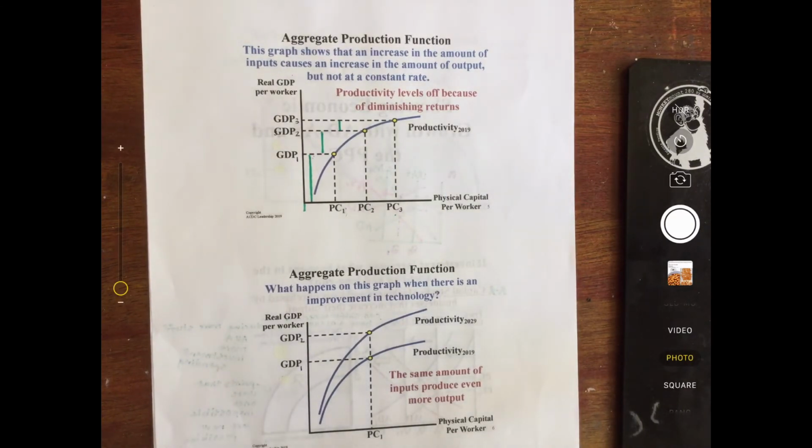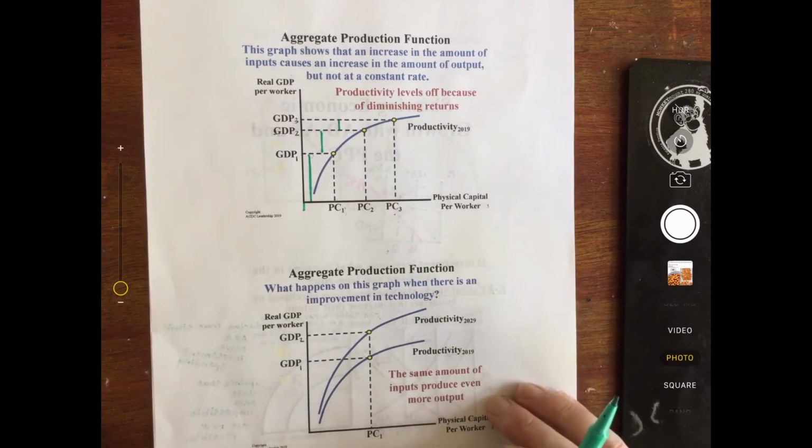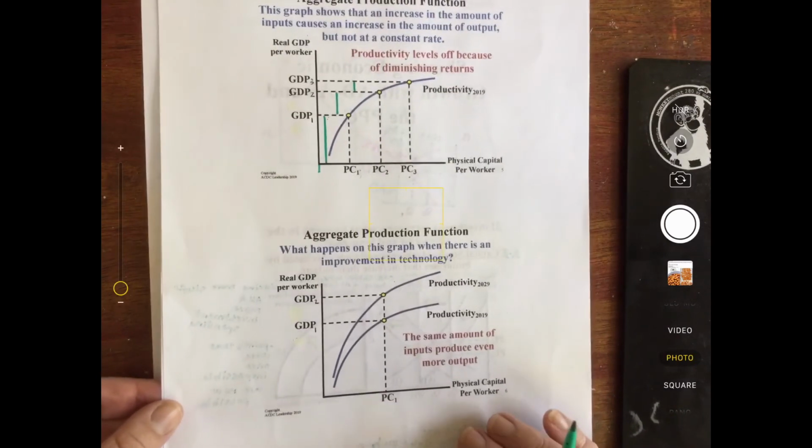But at a certain point, we are actually going to start becoming less productive per worker. Think about this as too many cooks in the kitchen. If I had 15 cooks in the pizza parlor, people would now be getting in each other's way and they would not be as productive.